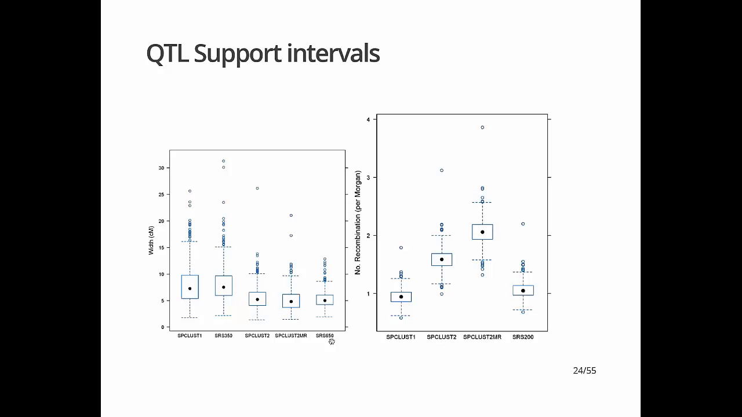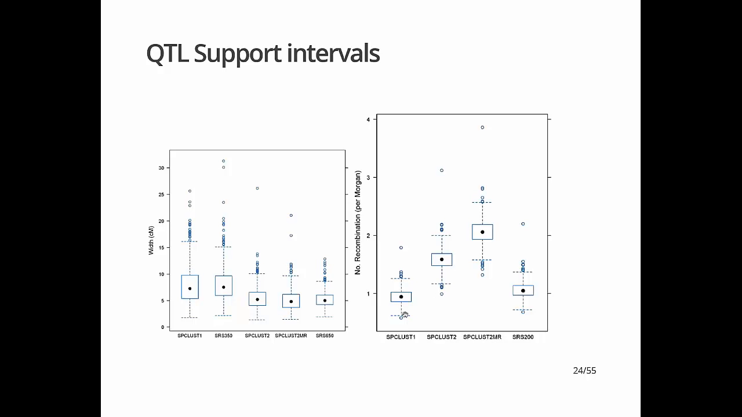So I have to reiterate, you're not increasing your power here, but you are increasing the precision with which you can localize your QTL. On the right is actually looking at the number of recombinations you're getting. So again, we have SP+1, so one stage with 200 individuals, SP+2. This third one, SP+2MR, is actually trying to maximize the recombination in the QTL region that you're looking at. And then SRS 200 is just random sampling with 200.